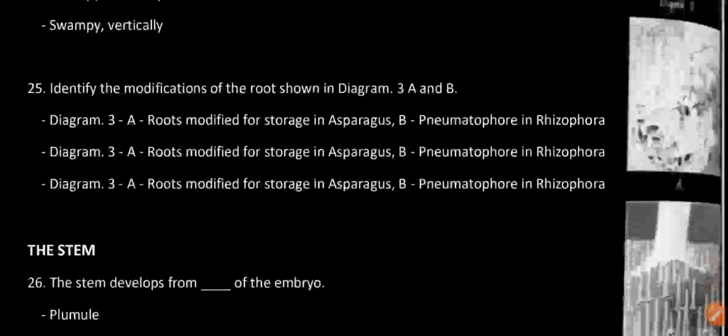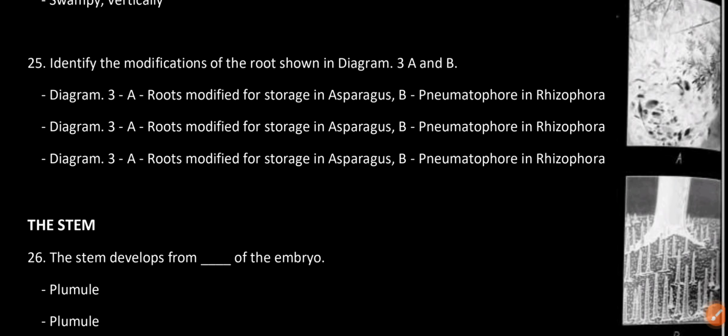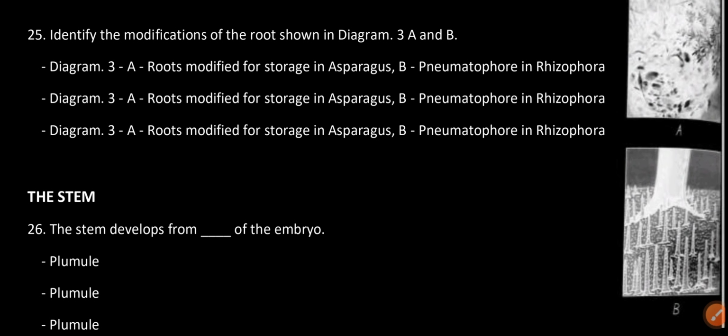Identify the modification of the root shown in diagram 3, A and B. A, root modified for storage in asparagus. B, pneumatophores in Rhizophora.